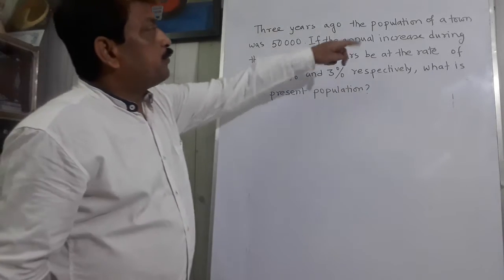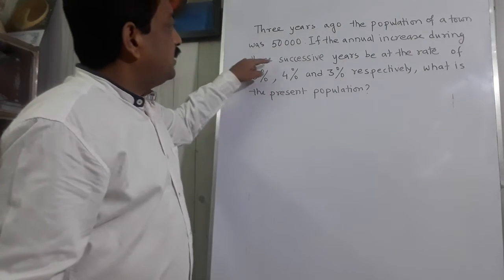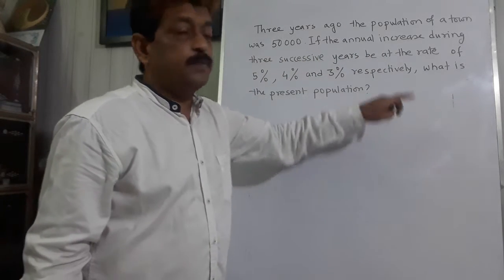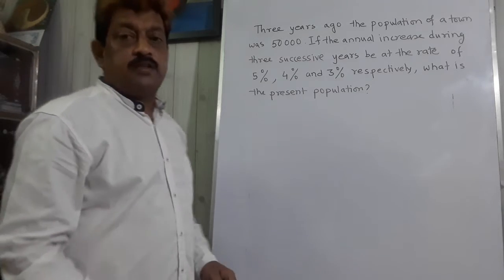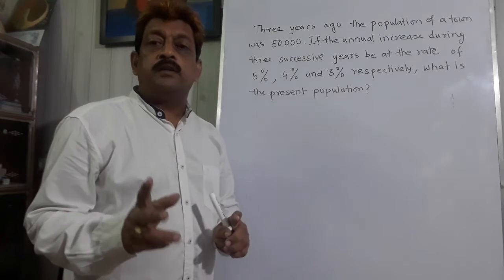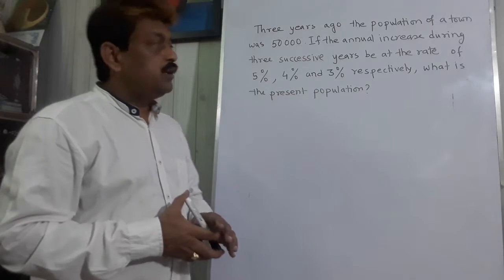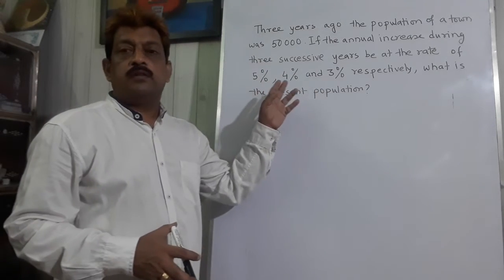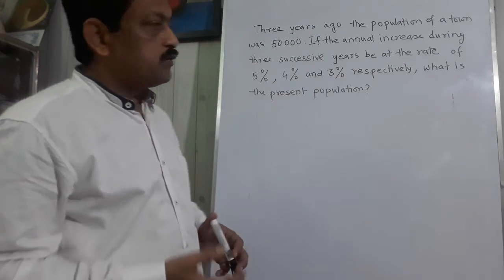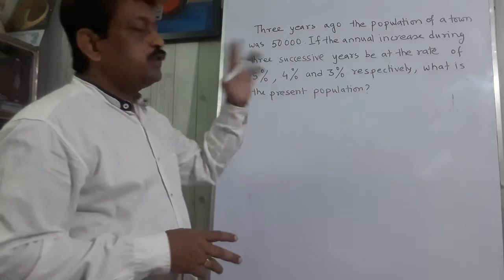Three years ago, the population of a town was 50,000. If the annual increase during 3 successive years be at the rate of 5%, 4% and 3% respectively, then what is the present population? Now see here, till now we have done sums with only one rate of interest, but here you can see in 3 years the rates are different. Here, since it is a case of population, we cannot say rate of interest, we have to say the rate of growth. So the rate of growth is different.